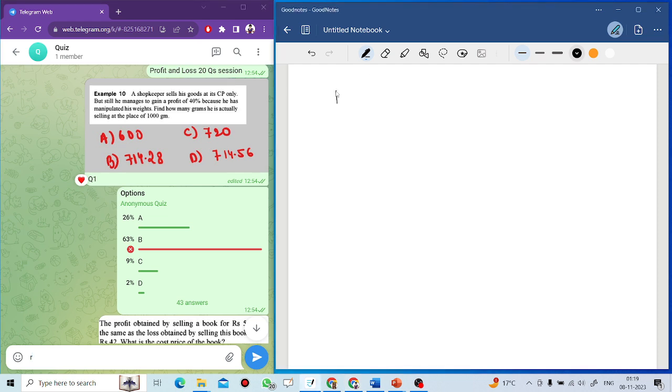He's saying that he's giving 1000, but actually he's giving X. And this is resulting in the profit of 40%. So 1.4. So X will be 1000 divided by 1.4. This can be approximated to 714.28. Okay, B is the answer. You can use the on-screen calculator or you can go for this approach.